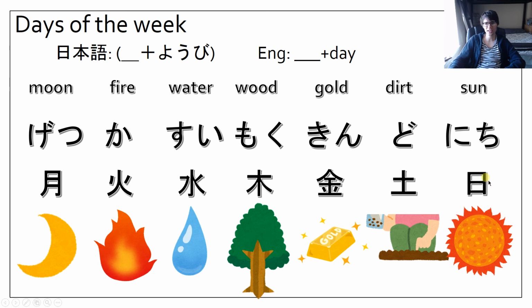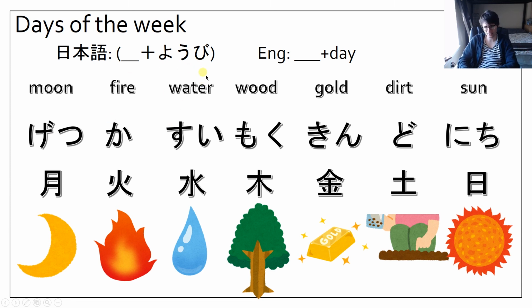So now you take these readings for these kanji, and then you would add it to yobi. Now, notice up here that it's a long vowel. Don't forget to make that long. Yobi. And if you add that to one of these readings, it's just like saying the days of the week in English. Yobi is kind of like saying day in English. It doesn't translate in every situation, of course. But we say Monday, Tuesday, Wednesday, and just like that, in Japanese you say getsuyobi, kayobi, suyobi.